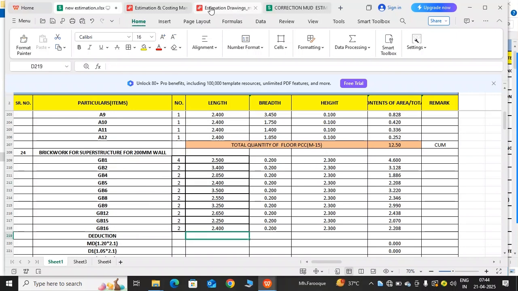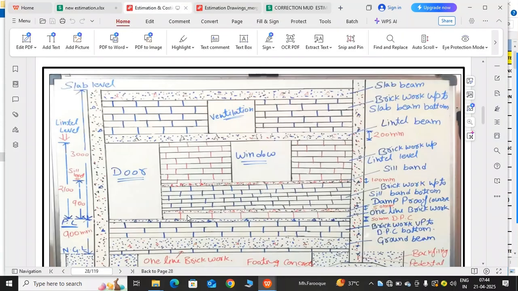Then I'm coming to the manual. If you look at this, we calculated the estimation of all this brickwork, but in the middle of this brickwork we have doors, windows, and ventilators, so we should subtract them.